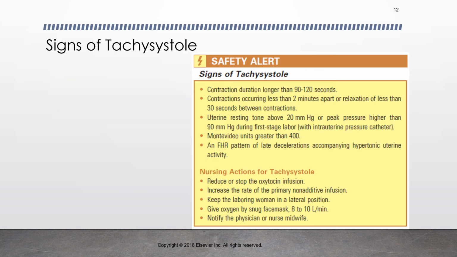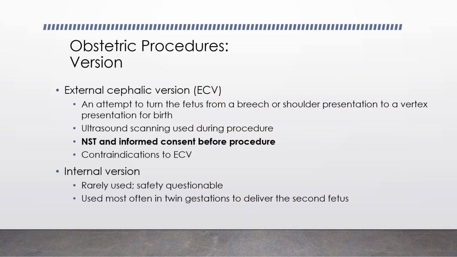Okay, this is from your book, exact verbatim, what to do. Reduce or stop the infusion, increase the rate of the primary. That's why you always have a primary. Keep the laboring woman in a lateral position. Give oxygen. It says here in your book to give oxygen. And of course, notify your provider. And then you see signs up above. So this is very important to know. Very important. Thankfully, it doesn't happen very often.